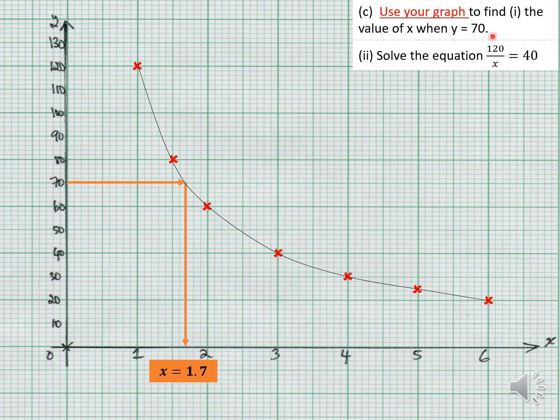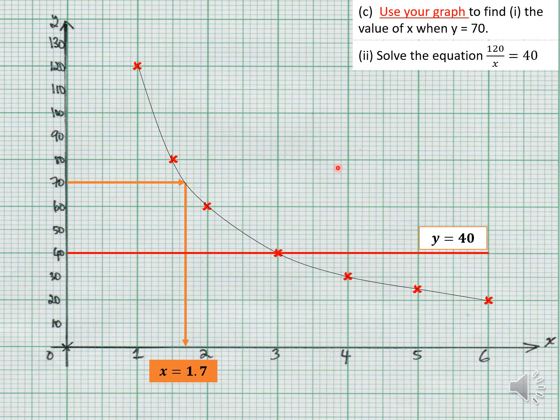That's not what the question is saying. It's Roman 2, part of question C. The instruction here, use your graph, also applies to what you're supposed to do in this particular instance. So when we are asked to solve the equation, you see on your right you have equals to 40. So you simply draw the line y equals to 40, because that is the particular part that you have there.